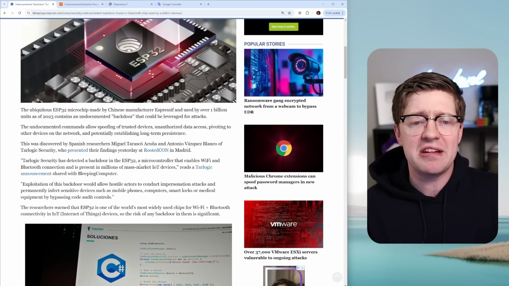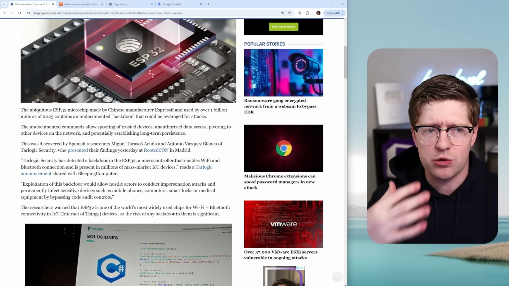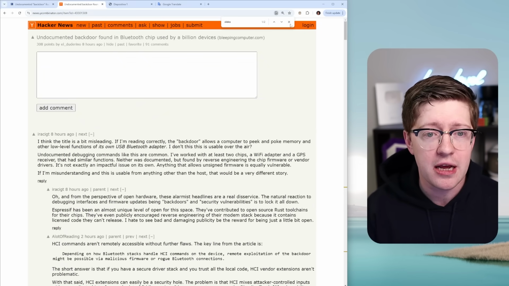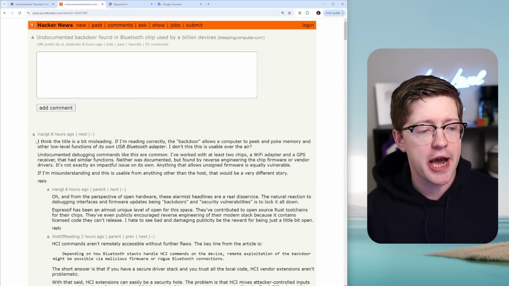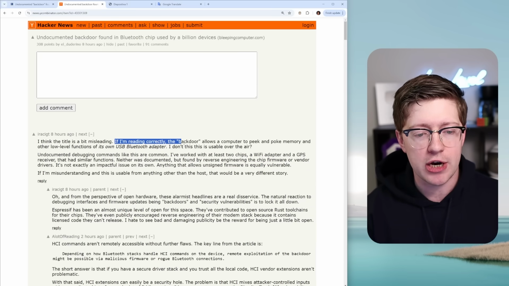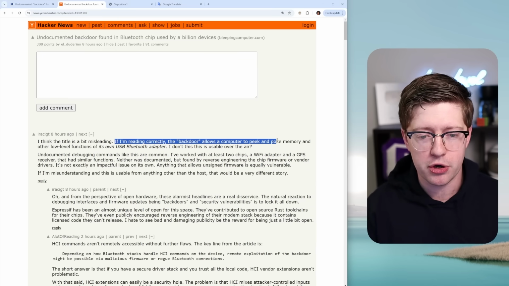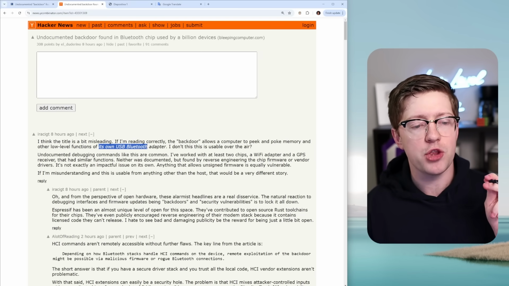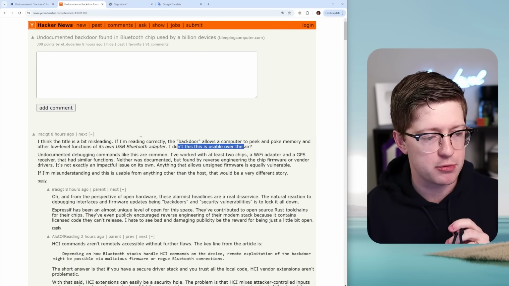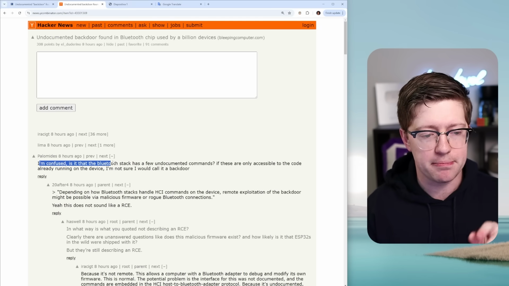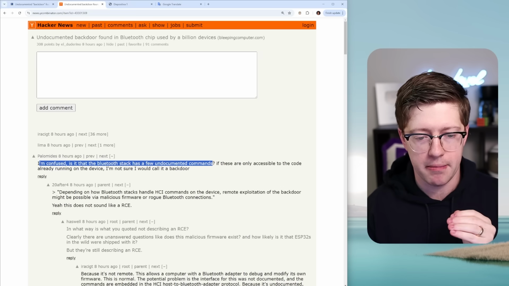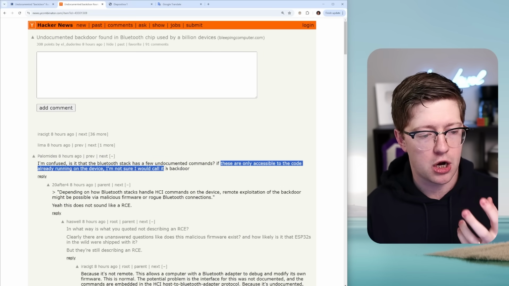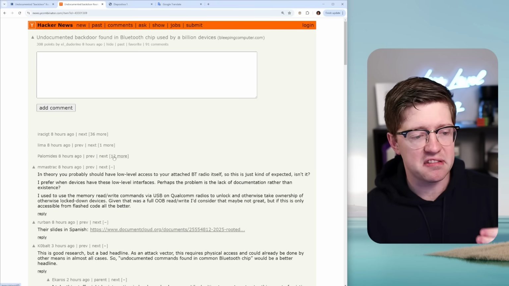And so I wanted to do some more research, like what is the vulnerability? How is the backdoor triggered? How did this happen? So I went to Hacker News, and as you can quickly see in the comments, I think the title is a bit misleading. "If I'm reading correctly, the backdoor allows a computer to peek and poke memory and other low-level functions of its own USB adapter. I don't think this is usable over the air. I'm confused. Is it that the Bluetooth stack has a few undocumented commands? If these are only accessible to the code running on the device, I'm not sure I'd call this a backdoor." So a lot of skepticism in the comments here.